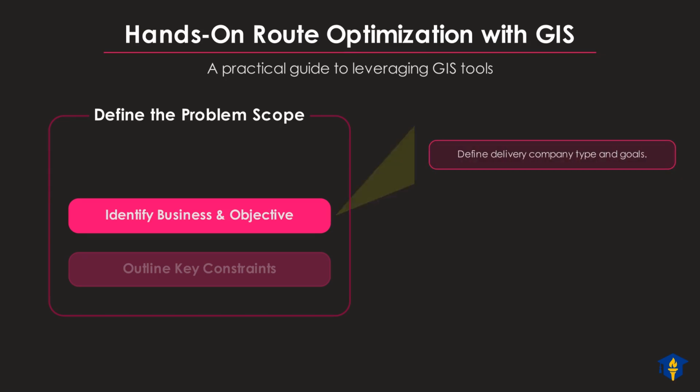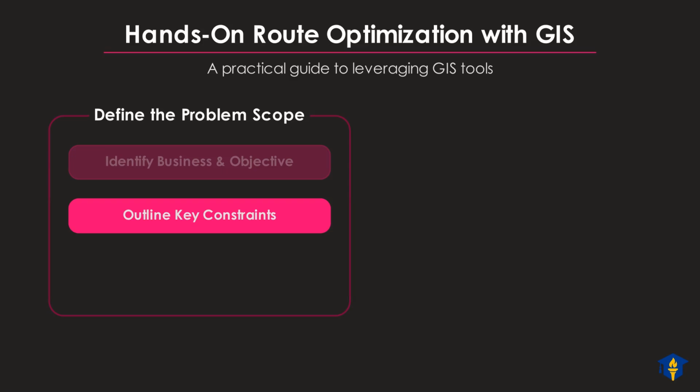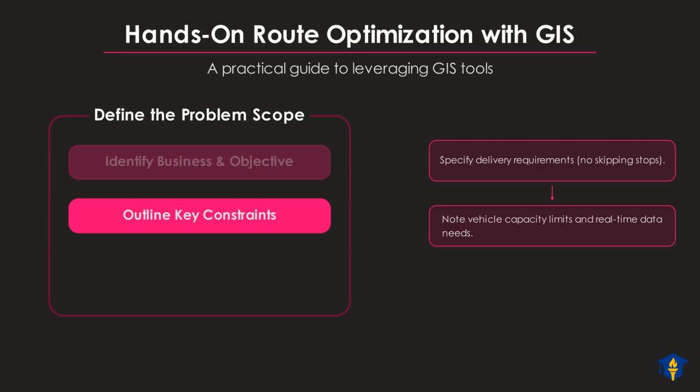We define the delivery company's type and its overall goals. We then set clear minimization targets for distance, time, and fuel. Next, it is essential to outline all key constraints carefully. This includes specifying delivery requirements like no skipping stops. Also, note vehicle capacity limits and real-time data requirements.